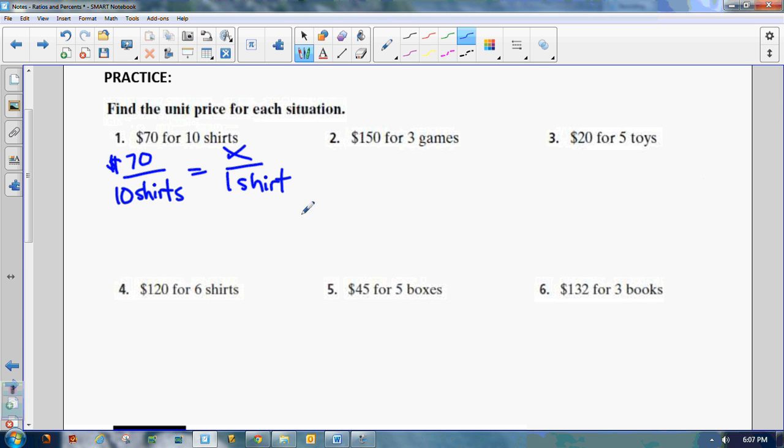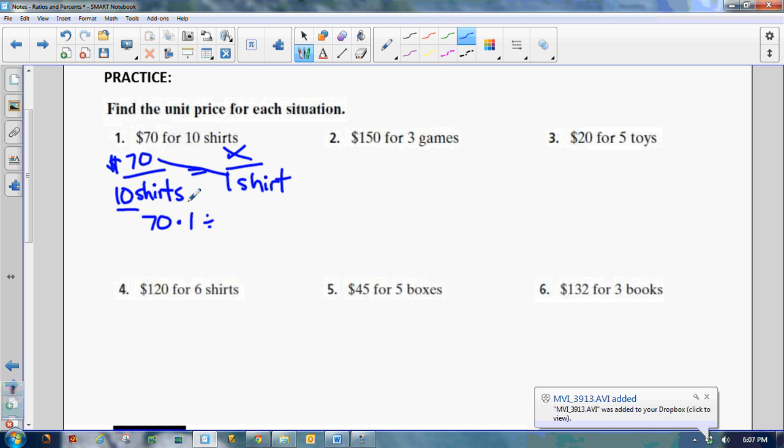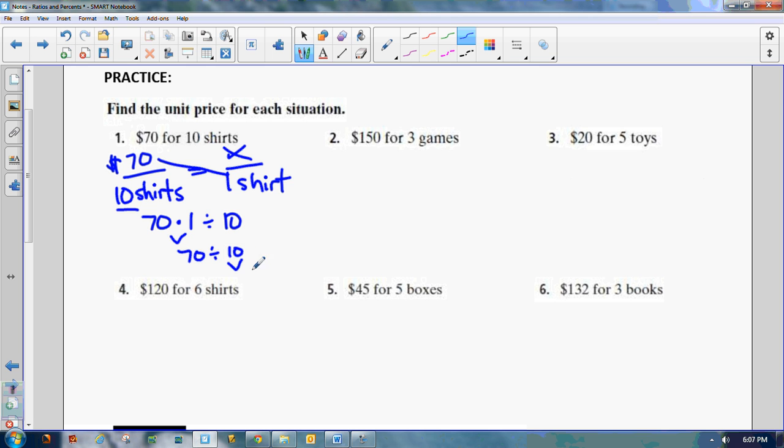So in order to do this, we're going to solve this proportion. So we're going to multiply the values we know. So we're going to multiply 70 times 1, and we divide by opposite the variable. So we're going to divide by 10. 70 times 1 is 70. Divided by 10, we get 7. So our unit price is $7 per shirt. And then this is what we would box as our final answer.